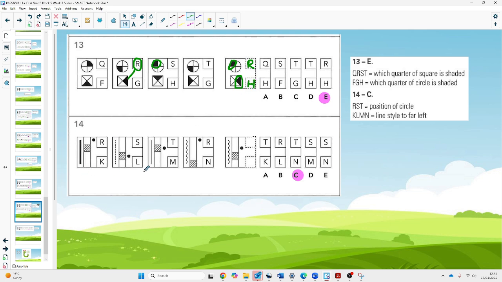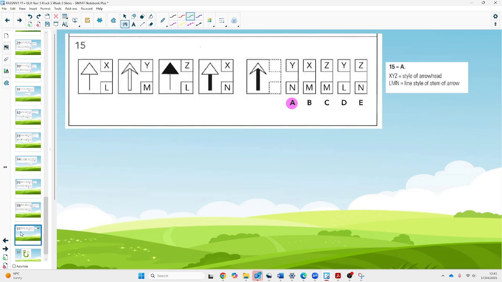Question 14, the position of the circle represents the top letter. So we can see we need a T. So just to show you that circle there, it's in the same position. And then the line style to the far left is what we're looking at, and we've got that sort of wavy effect, hence why it's an N. Line styles are quite crucial, so knowing you can have zigzag lines, dashed lines, dotted lines, bold lines, try and learn those different styles.